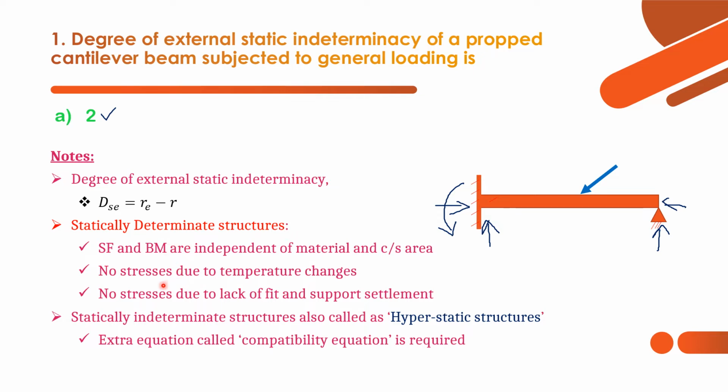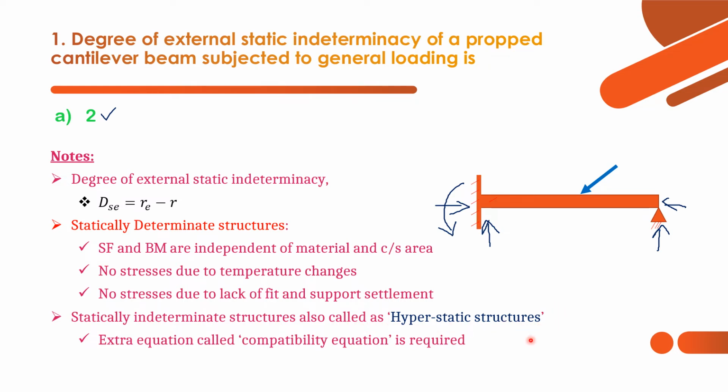In case of statically indeterminate structures, there will be stresses due to temperature changes, lack of fit and support settlement also. So statically indeterminate structures are exactly the opposite. SF and BM will be dependent on material and cross-sectional area, and stresses due to temperature changes, lack of fit and support settlement will exist. Those statically indeterminate structures are also called hyperstatic structures.